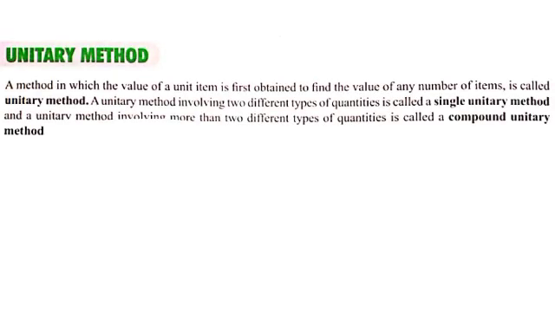Unitary method. A method in which the value of a unit item is first obtained to find the value of any number of items is called the unitary method. Unitary method involving two different types of quantities is called single unitary method, and unitary method involving more than two different types of quantities is called the compound unitary method.